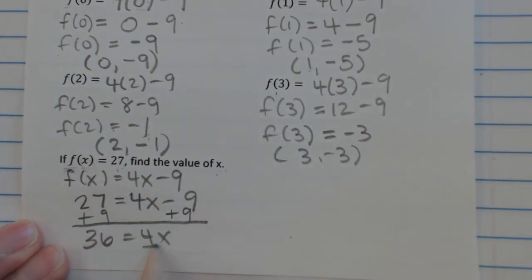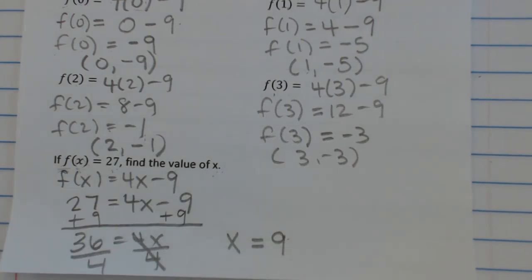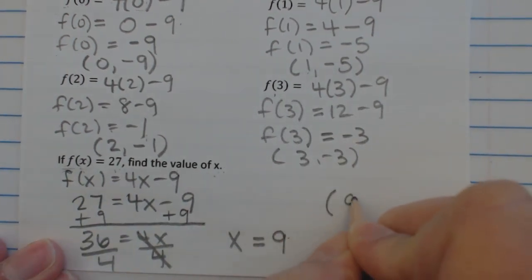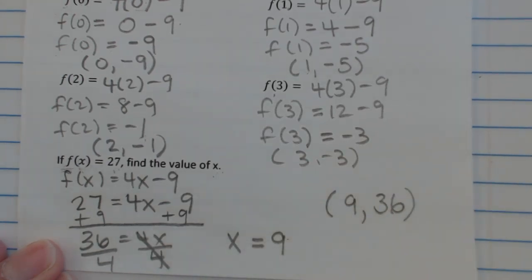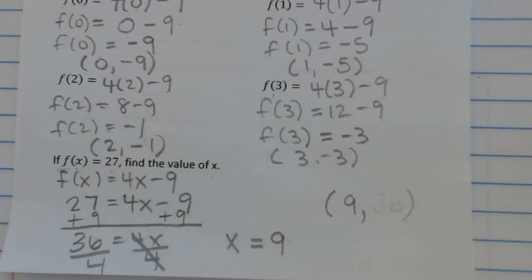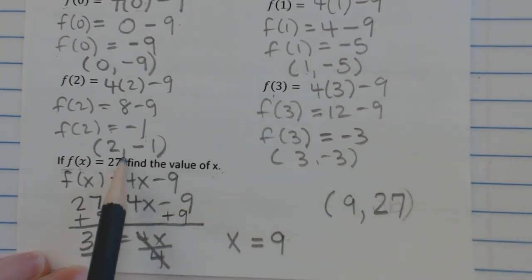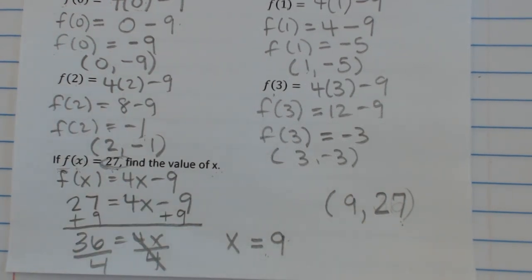36 equals 4x. Divide both sides by 4. x is going to equal 36 divided by 4, which is 9. We write this as an ordered pair: we input 9 and we get out 36. No, stop it. What are you doing with your 36? We input 9 and we get out 27, because that's what they said here. Our output is 27, so we had to put 9 in to get out the 27.